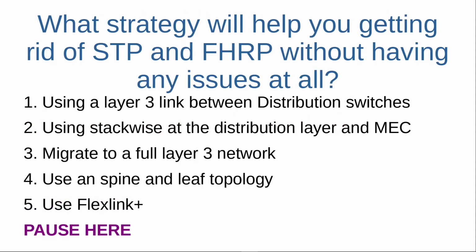What strategy will help you get rid of Spanning Tree Protocol and First Hop Redundancy Protocol without having any issues at all? The answer is number 2, using a StackWise anti-distribution layer and multi-chassis EtherChannel.